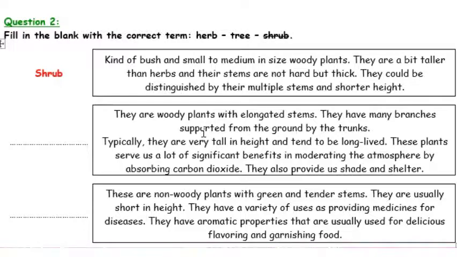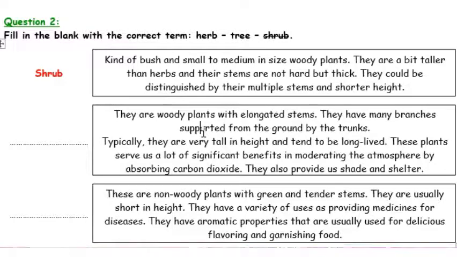Second definition. They are woody plants with elongated stems. They have many branches supported from the ground by the trunks. So they have a trunk. They are very tall in height and tend to be long-lived. They are perennial. These plants serve us a lot of significant benefits in moderating the atmosphere by absorbing carbon dioxide, and they provide shade and shelter. So they are woody plants, they have a trunk, they are perennial.